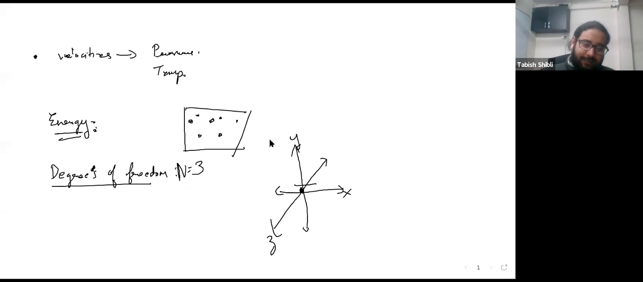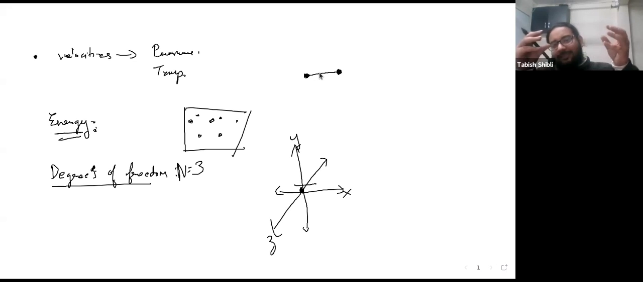Now think about a slightly different thing. Think about something that has two molecules and it's connected by a bond. And the bond is hard enough so that it does not act like a spring. So आप इसको एक stick की तरह imagine कर सकते हो. In this case, what should be the degrees of freedom?